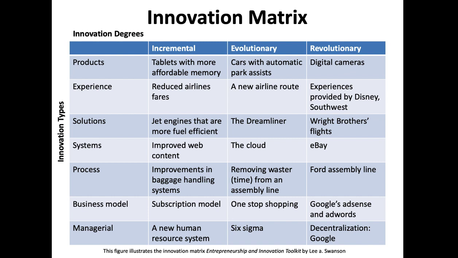Let's look at products, right? In incremental, you look at a tablet, incremental, it's just a little small dosage of changes, right? We're gonna have more affordable memory on it, or cars, cars with automatic park assist, right? Just a little new thing that we're gonna put in the car where you have a little camera, you don't have to look back anymore. You can just look at the camera when you reverse, right? Revolutionary would be like a digital camera. That's like something brand new, right?